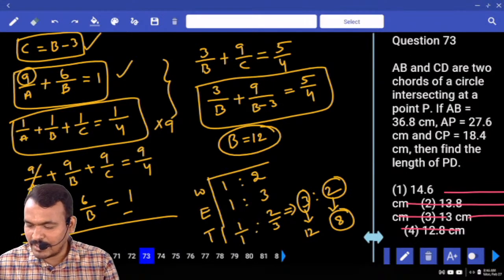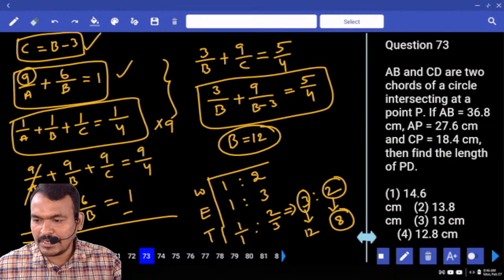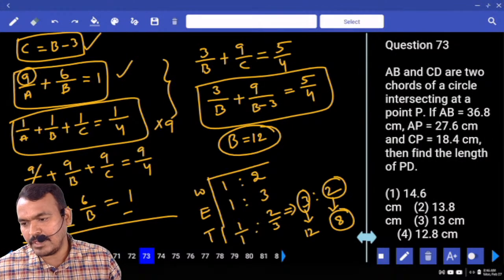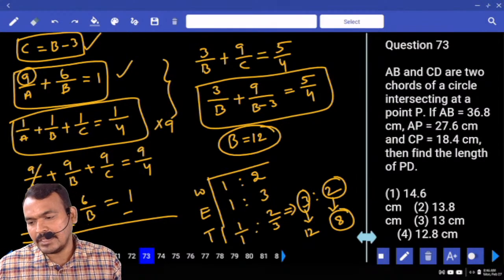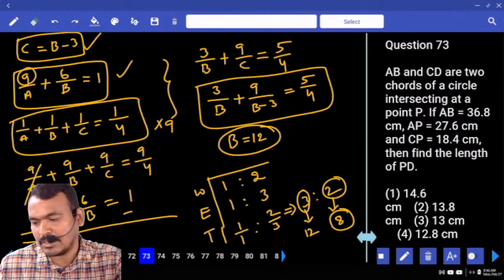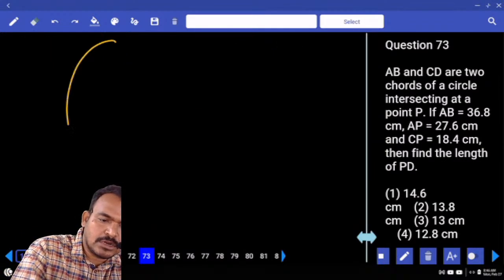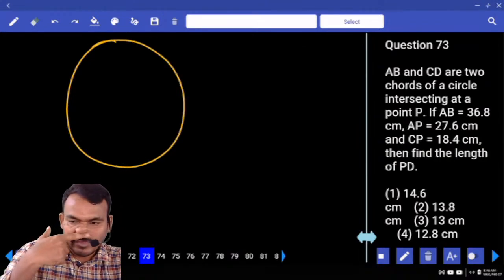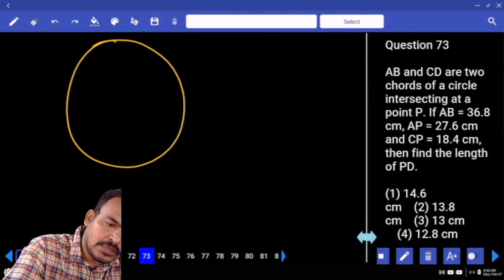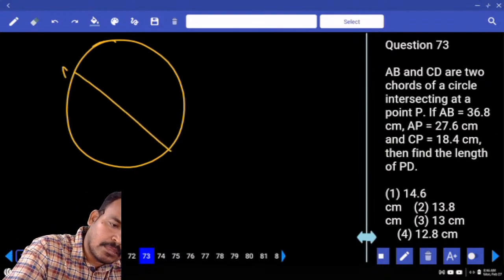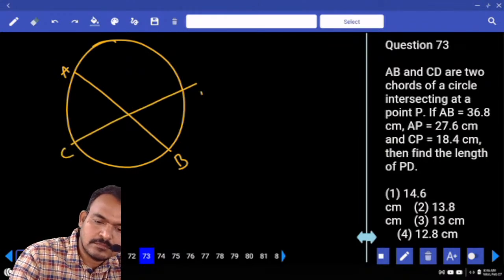Next, question number 73. AB and CD are two chords of a circle intersecting at point P. If AB equals 36.8, AP equals 27.6, and CP equals 18.4 centimeters, find the length of PD. Here there are two chords. One is chord AB, another one is chord CD.